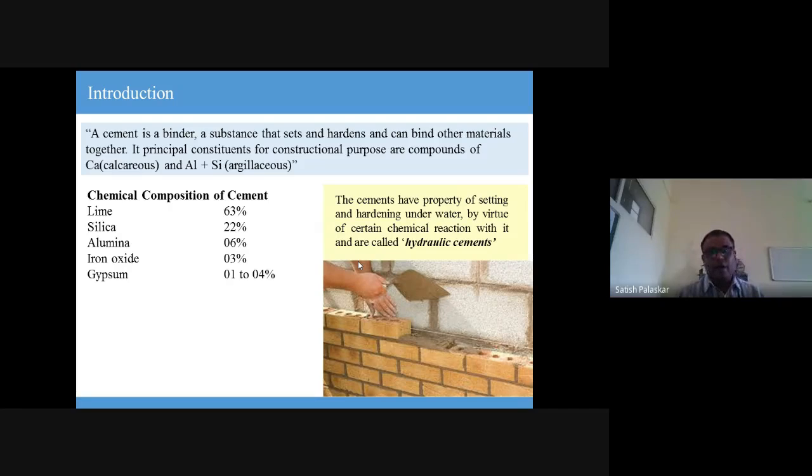Cement has the property of setting and hardening under water by virtue of a certain chemical reaction. Please listen carefully. Cement has the property of setting and hardening under water by virtue of a certain chemical reaction. That reaction is called the hydration reaction, and the cement which undergoes this reaction is called hydraulic cement.